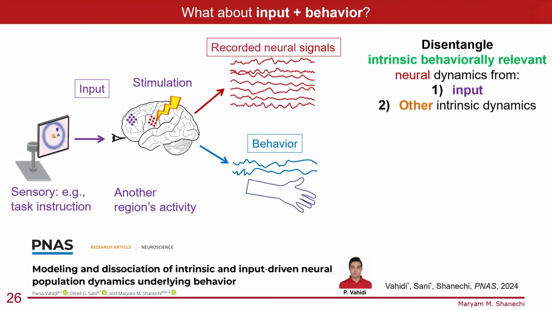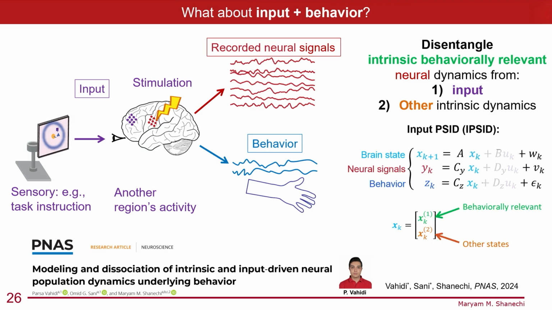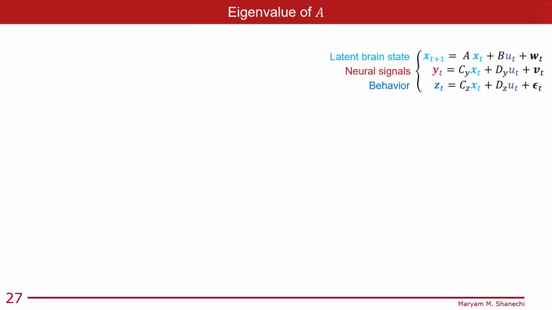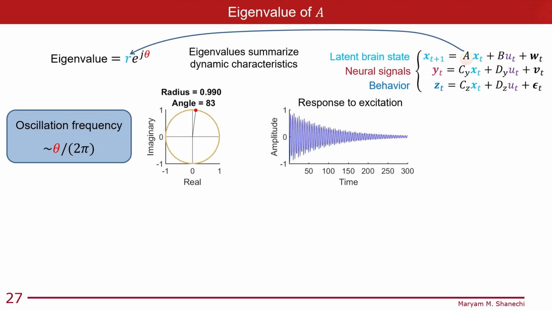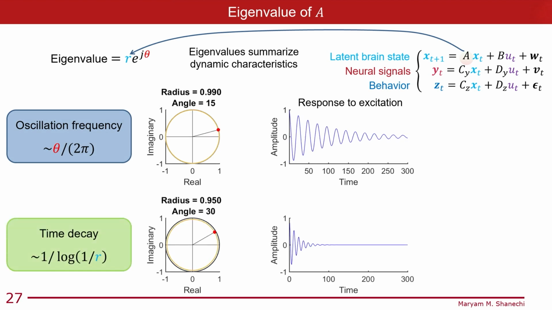So with that motivation, we developed a method based on, again, subspace projections that could dissociate intrinsic behaviorally relevant dynamics, both from input dynamics as well as other intrinsic dynamics. We call this input PSID or IPSID. And we tested this in terms of how well it could actually extract these intrinsic dynamics that I mentioned. And to look at intrinsic dynamics, one way would be to study the eigenvalues of the state transition matrix, because that describes both the oscillations and the decay in terms of the excitation that you apply to your neural systems.